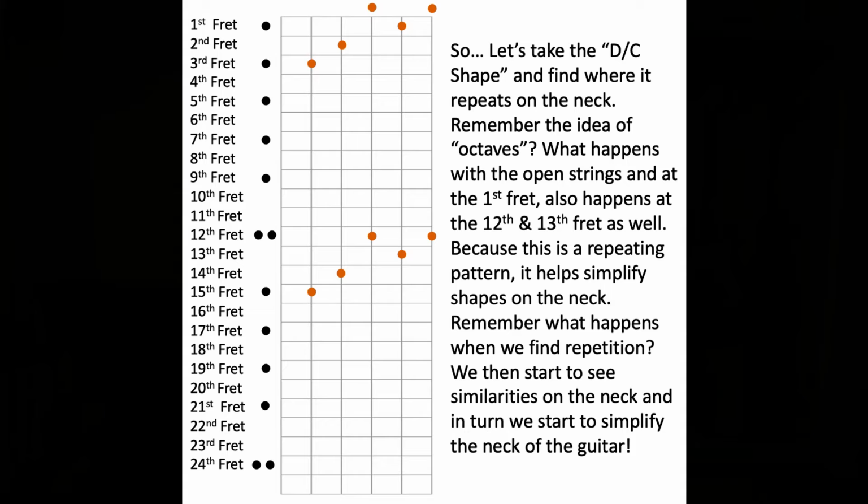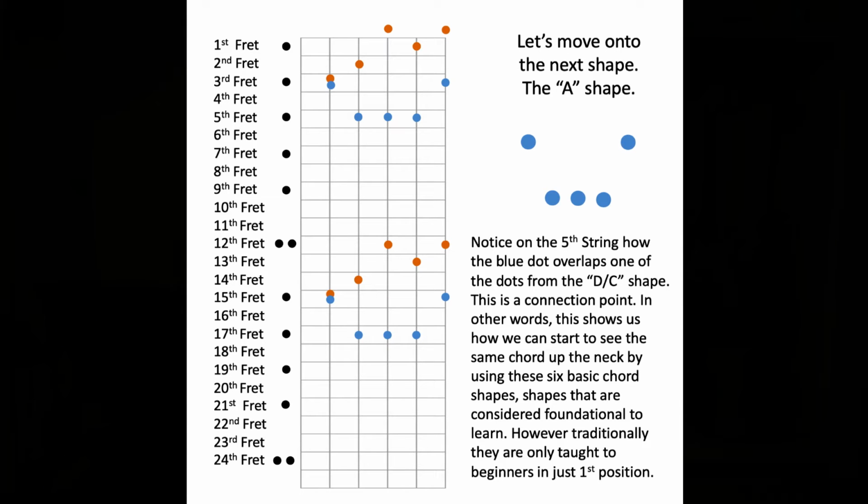The next one we're going to move on to is the A shape. Notice how on the 5th string, the blue dot overlaps one of the dots from the DC shape. This is a connection point. In other words, this shows us how we can start to see the same chord up the neck by using these 6 basic shapes. Shapes that are considered foundational to learning. However, traditionally, they're only taught to us as beginners in just first position.